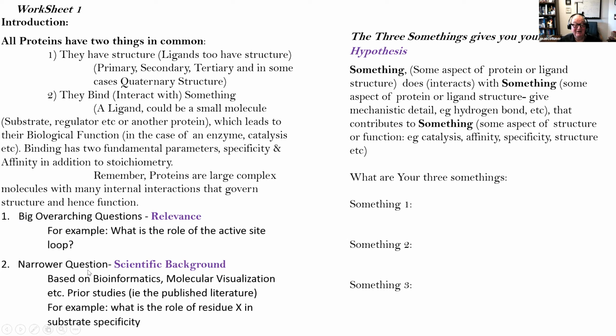Then we narrow the question to the appropriate scientific background, and that usually ends up in this active site loop. Well, what is the role of residue X in substrate specificity, say? And now they can do their three somethings, and the worksheet just has space for them to write down their three somethings. And at that point, they've got a hypothesis. Residue X interacts with whatever it is, and it does something. You've got a testable hypothesis.